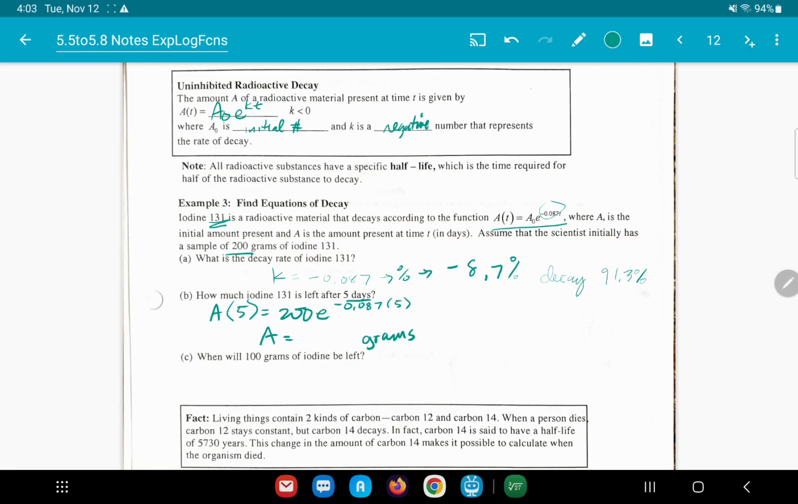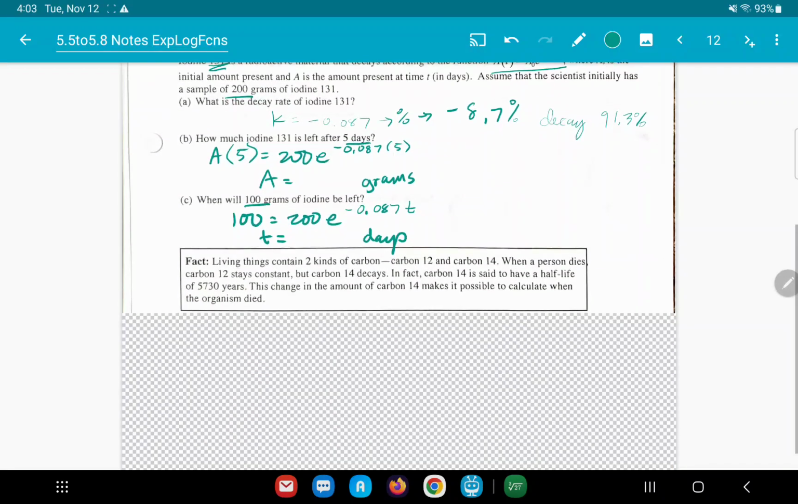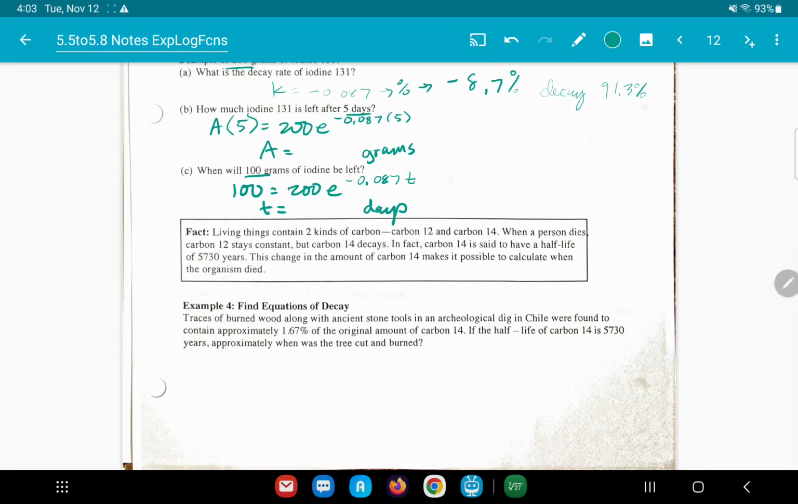Okay. When will 100 grams of iodine be left? We're simply saying this is the final number. So 100 equals 200 e to the negative 0.087t. We're looking for when, so that's going to be our t. Again, I think you are pretty adept at solving this. Do your inverse order of operations and solve for t. Remember that this is measured in days. Okay, all right, let's go on to the next problem.